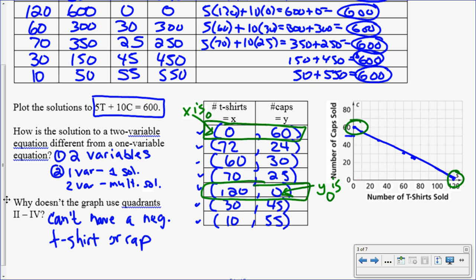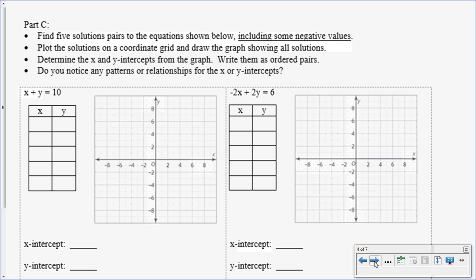All right, so now we're moving on to the back of the sheet here in part C. Okay, so part C, we're going to take what we've done in part 1 and apply that. So in part C, you're given two graphs that you see here: x plus y equals 10 and negative 2x plus 2y equals 6. So the 4 dots you see up top, this is what you're going to do in this part here.